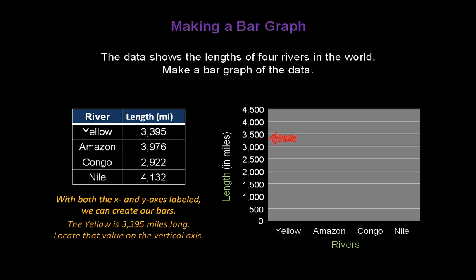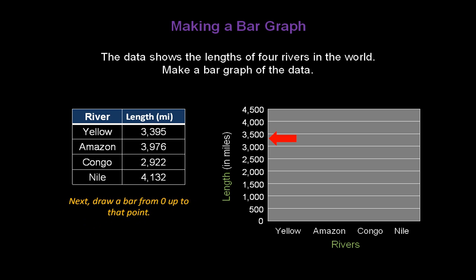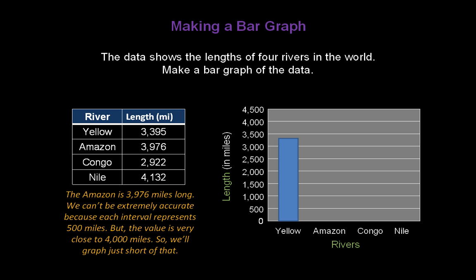The yellow river is 3,395 miles long. Locate that value on the vertical axis and draw a bar from 0 up to that point. Very good. Now let's graph the other 3 bars. The Amazon is 3,976 miles long. Now, we can't be extremely accurate on our small graph because each interval represents 500 miles, but that value is very close to 4,000. So we're going to graph just short of 4,000.